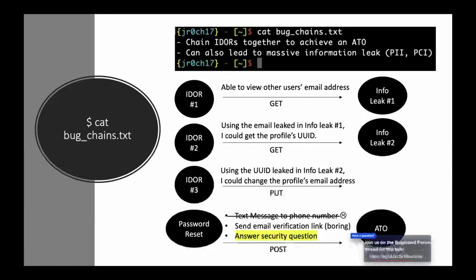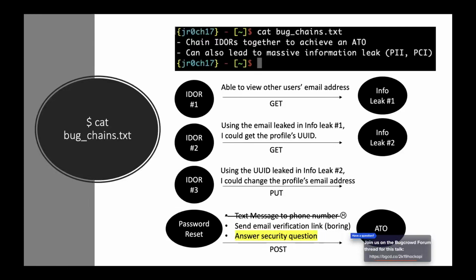And then once that was done, I had 3 options for the account takeover: a text message to phone number, sending an email verification link, or answering security questions. The text message one was a bit hard, so I skipped that one. The email verification link was a bit too easy and boring, even though it worked. It was too easy, so I figured I'd go a bit further. So I tried to answer the security questions.